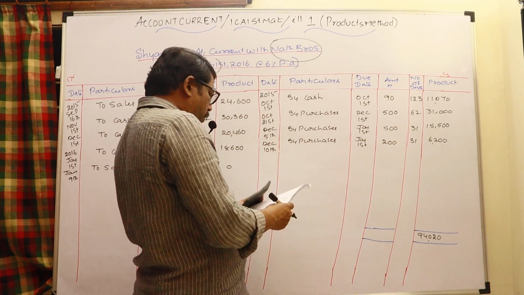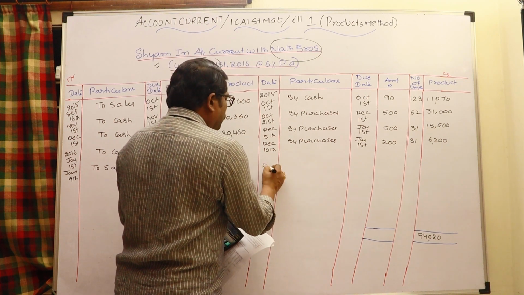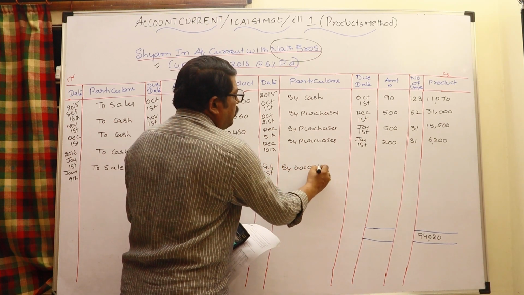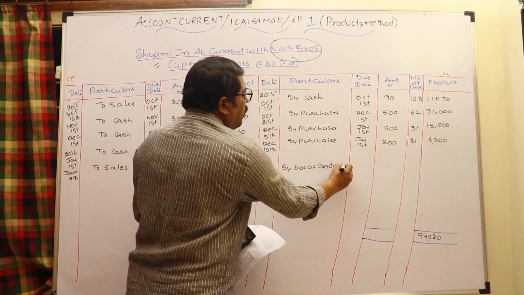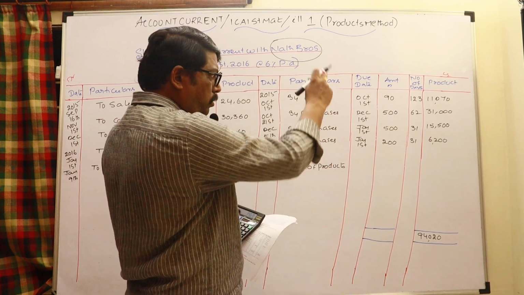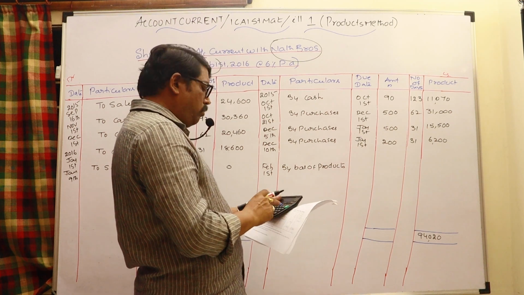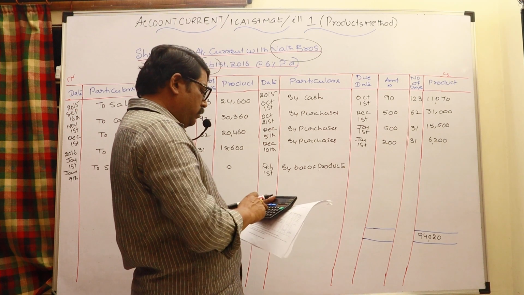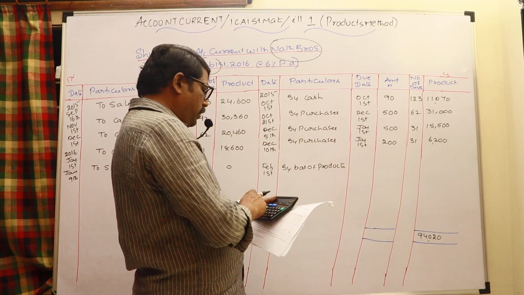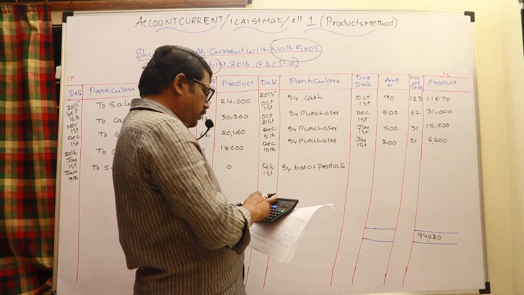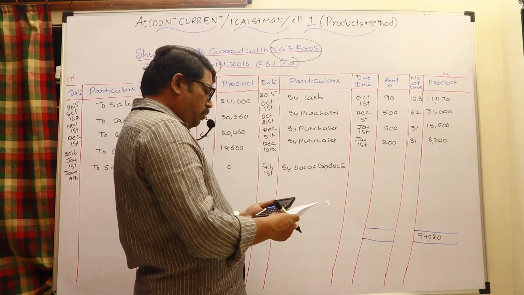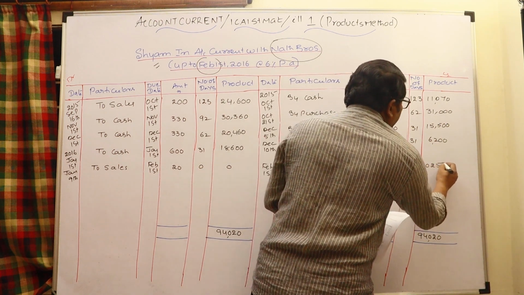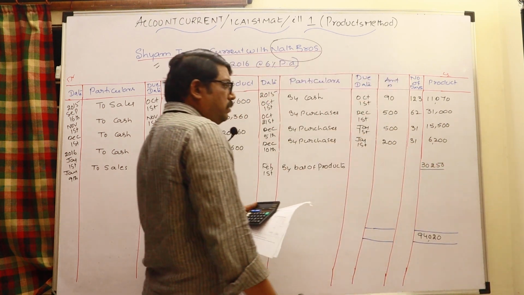And let us find the balance of products on February 1st. Out of 94,020 you can subtract 11,070, 31,000, 15,100, and 6,200. So the resulting amount is 30,250 product. This is the balance of product.